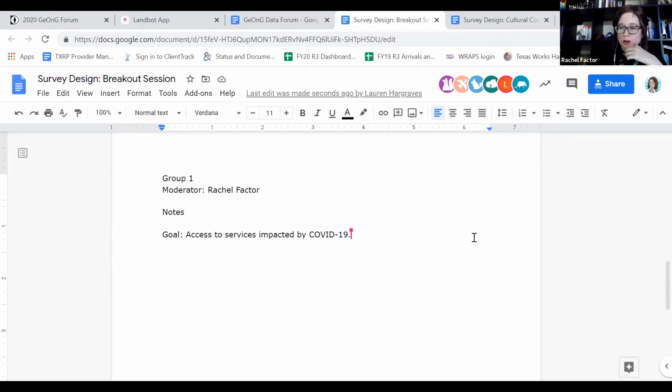Okay. So as part of the goal of our survey design, it's important to think about how we want to disaggregate the data in the end. So do you think that there might be disproportionate impacts on different subpopulations with access to services in your contexts?